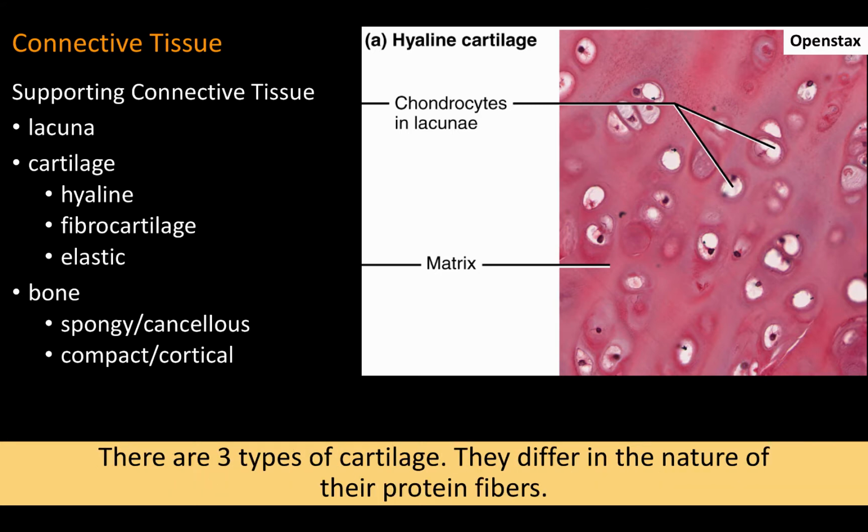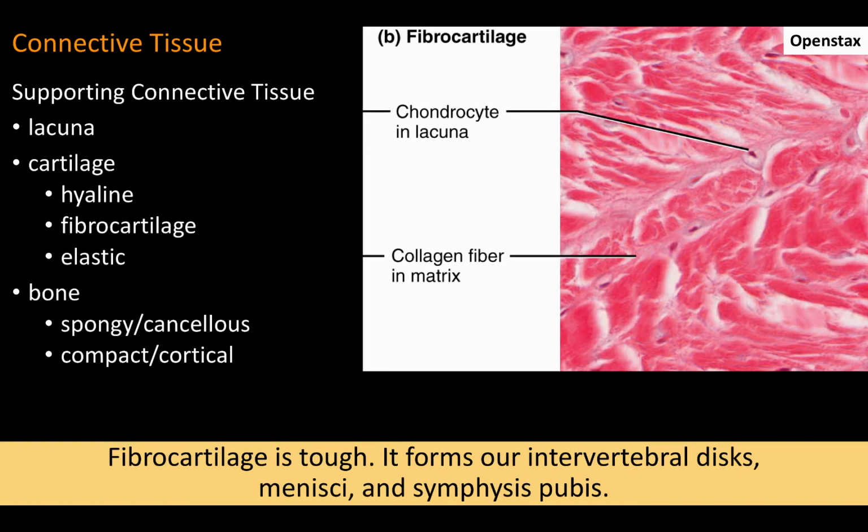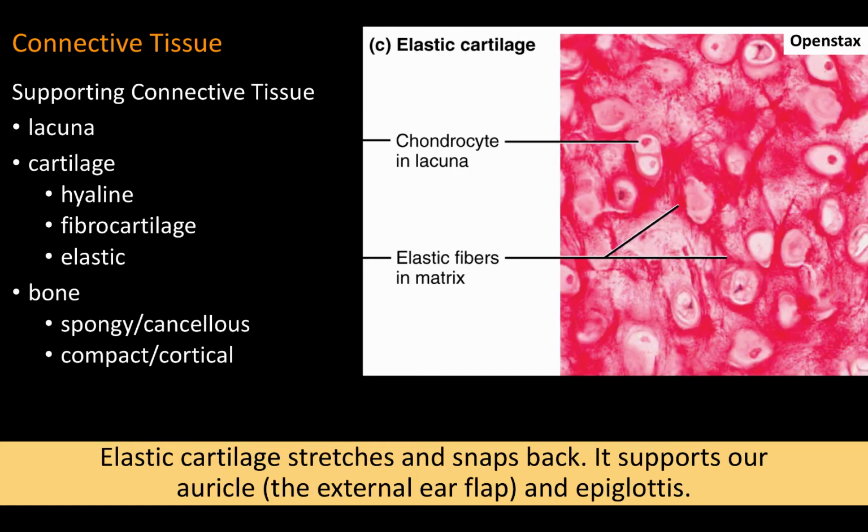There are three types of cartilage. They differ in the nature of their protein fibers. Hyaline cartilage is smooth and firm. It covers bones at joints and supports our voice box or larynx. Fibrocartilage is tough. It forms our intervertebral discs, menisci, and symphysis pubis. Elastic cartilage stretches and snaps back. It supports our auricle, the external ear flap, and epiglottis.